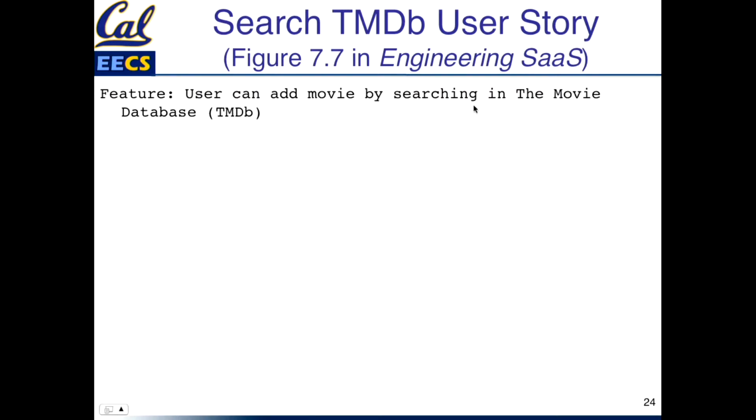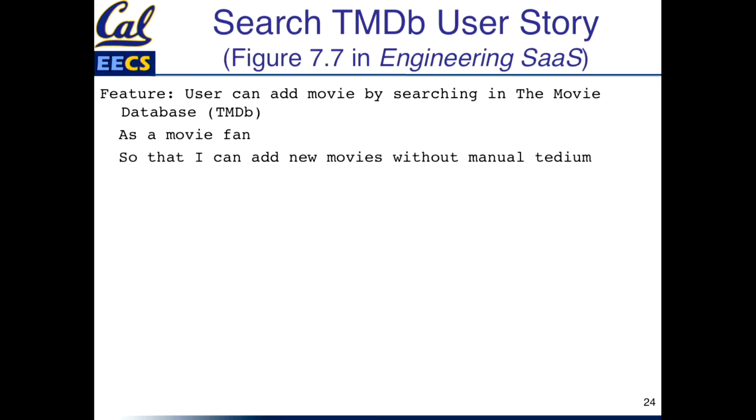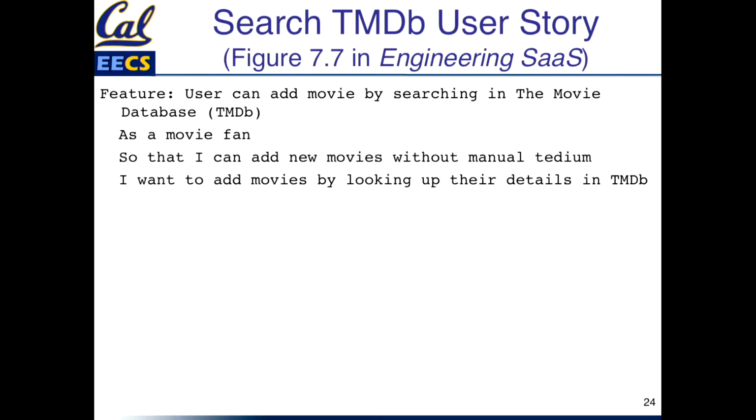So let's go over what the feature looks like using the Cucumber format. User can add a movie by searching in the movie database, TMDB. As a movie fan, so I can add new movies without manual tedium, I want to add movies by looking up their details in TMDB.